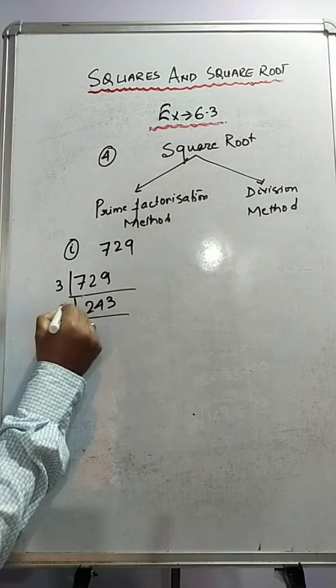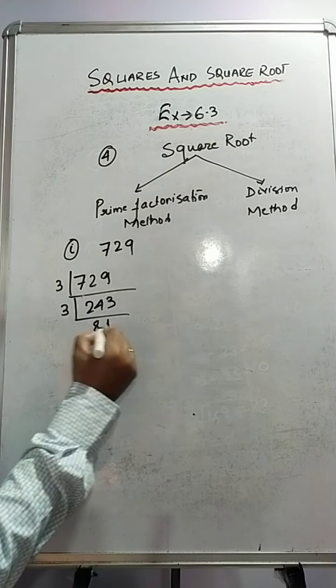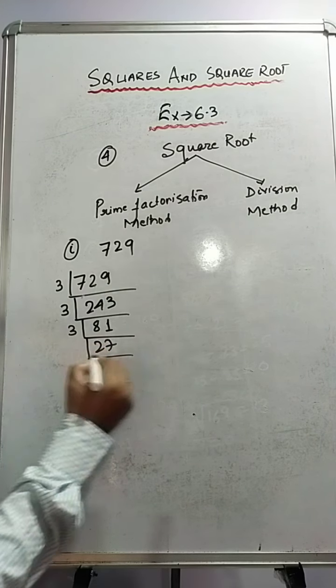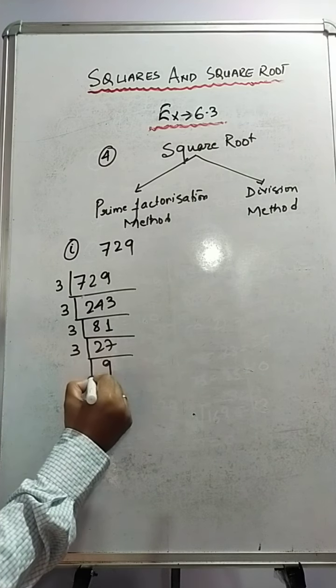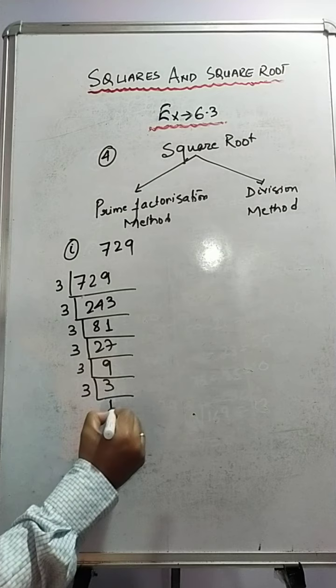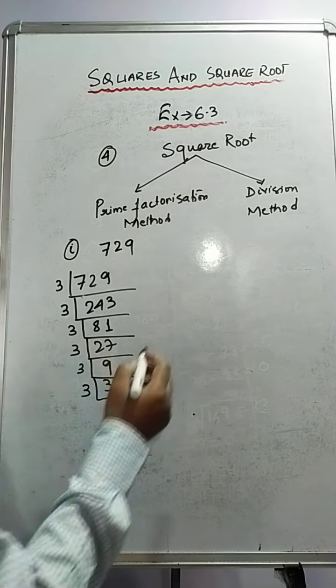It is again divisible by 3. That is 81. Again divisible by 3. That is 27. Again divisible by 3. 9. And again divisible by 3. 3 3s are 9, and then 1. Fine. So now what is the next step that you have to do?